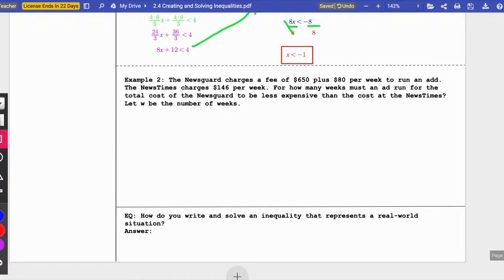All right, so then finally, we of course have a word problem, because what notes assignment would be complete without a word problem? So in this one, the news guard charges a fee of $650 plus $80 per week to run an ad.